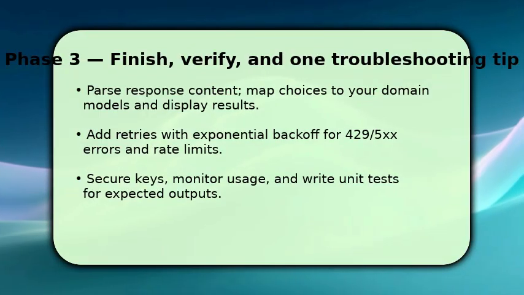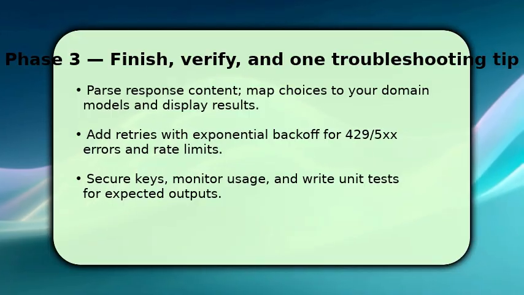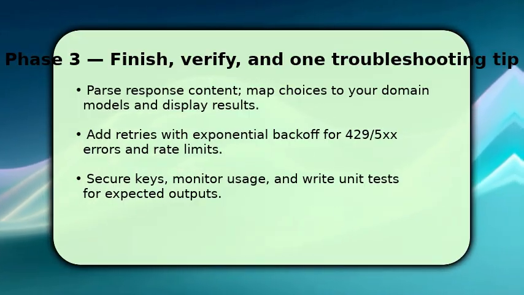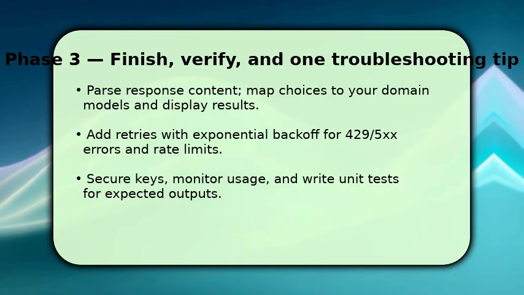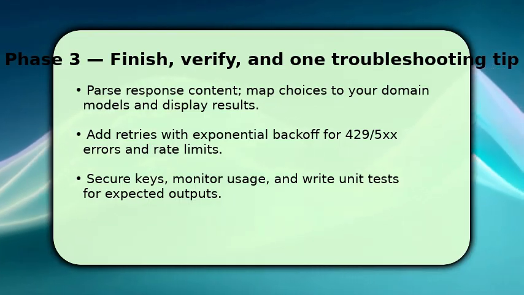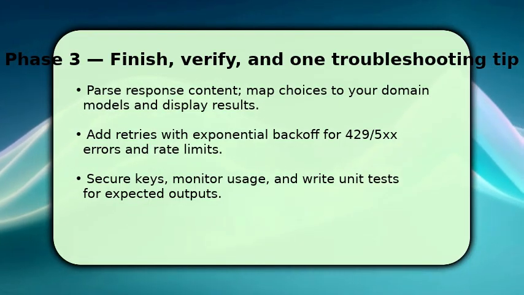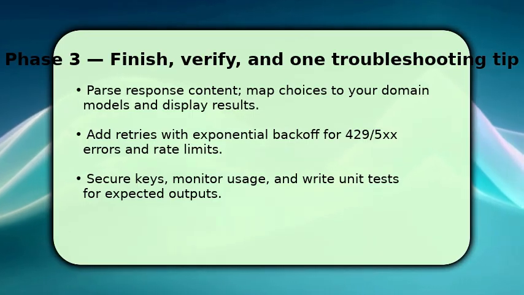Validate content before display. Deploy small tests and simulate errors so your retry strategy, exponential backoff for 429 and transient 5xx, works reliably. Log usage metrics and lock down the API key in environment or secret stores.